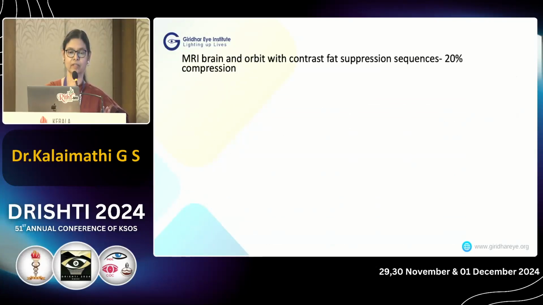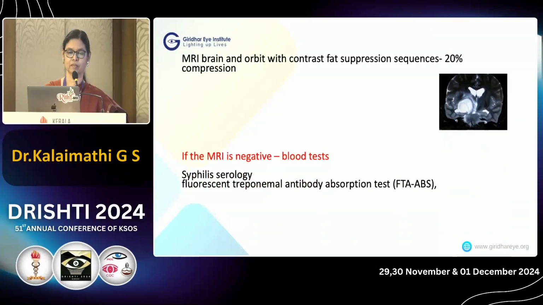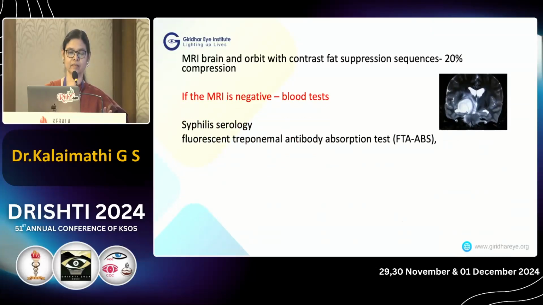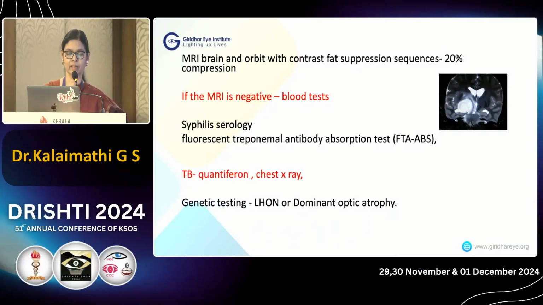Then go ahead with MRI brain and orbit with contrast with fat suppression. In optic atrophy, 20% is because of compressive lesions, which could be detected by MRI. And if MRI is negative, then go ahead with blood tests like syphilis serology and Quantiferon TB, chest X-ray, etc. And finally, you can go for genetic testing for LHON and dominant optic atrophy.